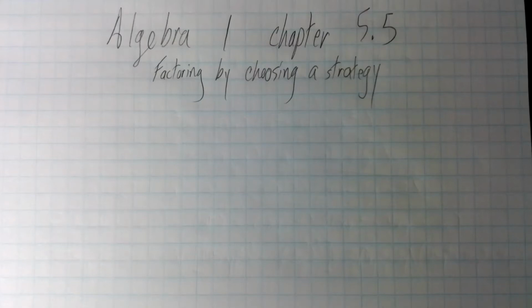All right, class, you've made it to chapter 5.5 of Algebra 1. We are still factoring. We have a couple more sections here. In this section, you are going to have to choose how to do your factoring. This is going to be a little bit different than some of our lectures.